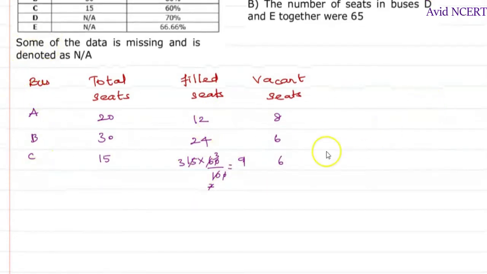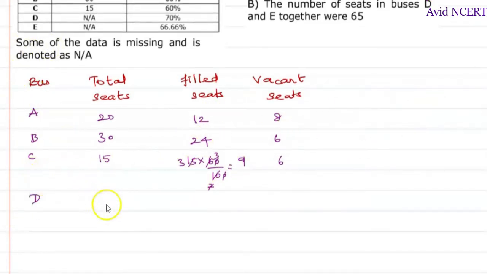So for bus D, the data is not available. The total seats data is not available. So let's take it as X or D, anything is fine. I'll take it as D. And 70% of the seats are filled, which means the vacant seats will be the remaining 30% of whatever seats are available, that is, 30% of D.